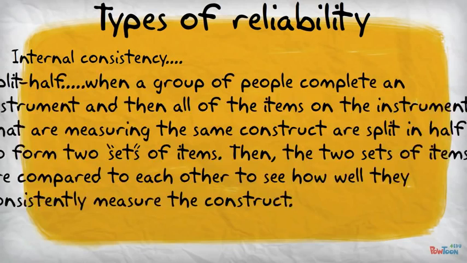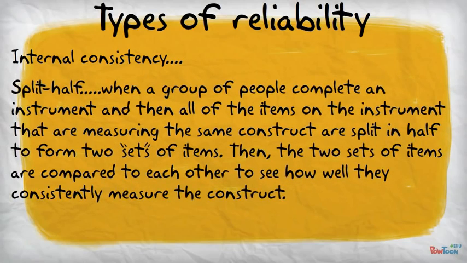The next is split half reliability. This is when a group of people complete an instrument and then all of the items on the instrument that are measuring the same construct are split in half. So it's split into two groups to form two sets of items. Then the two sets of items are compared to each other to see how well they consistently measure the construct. That's split half reliability.